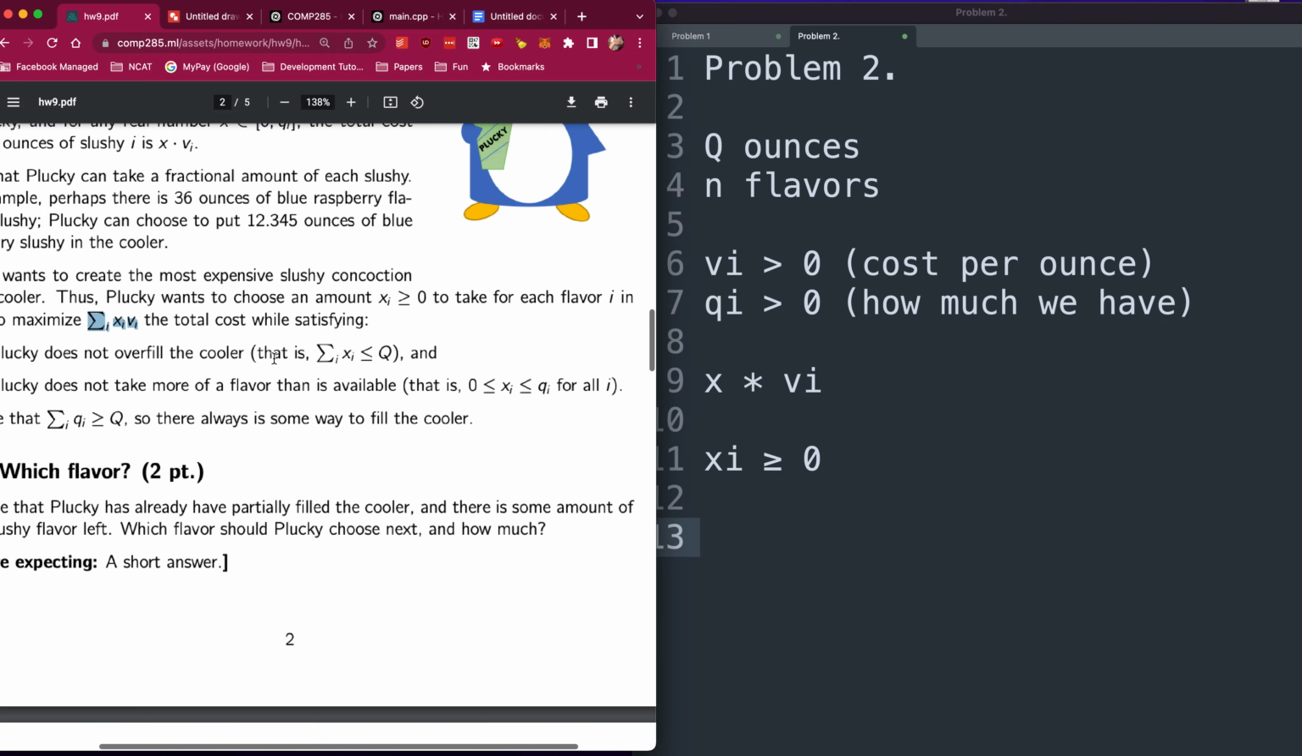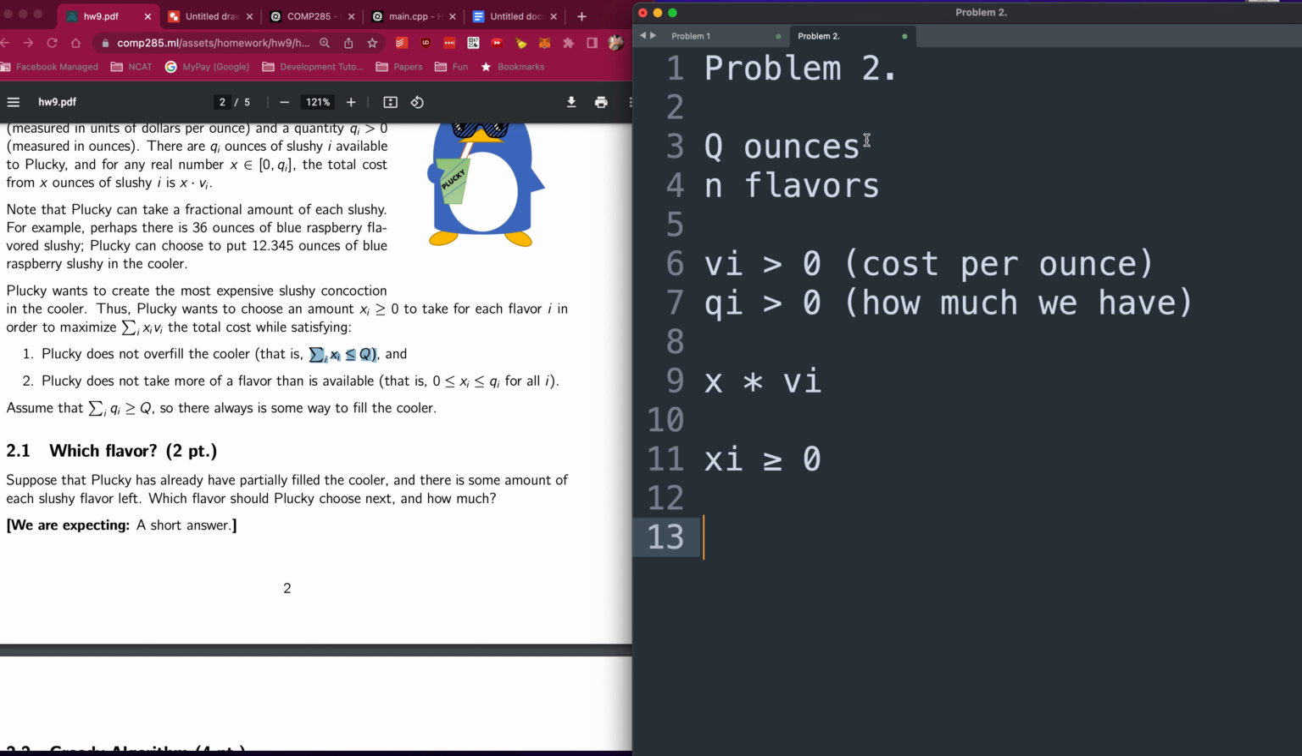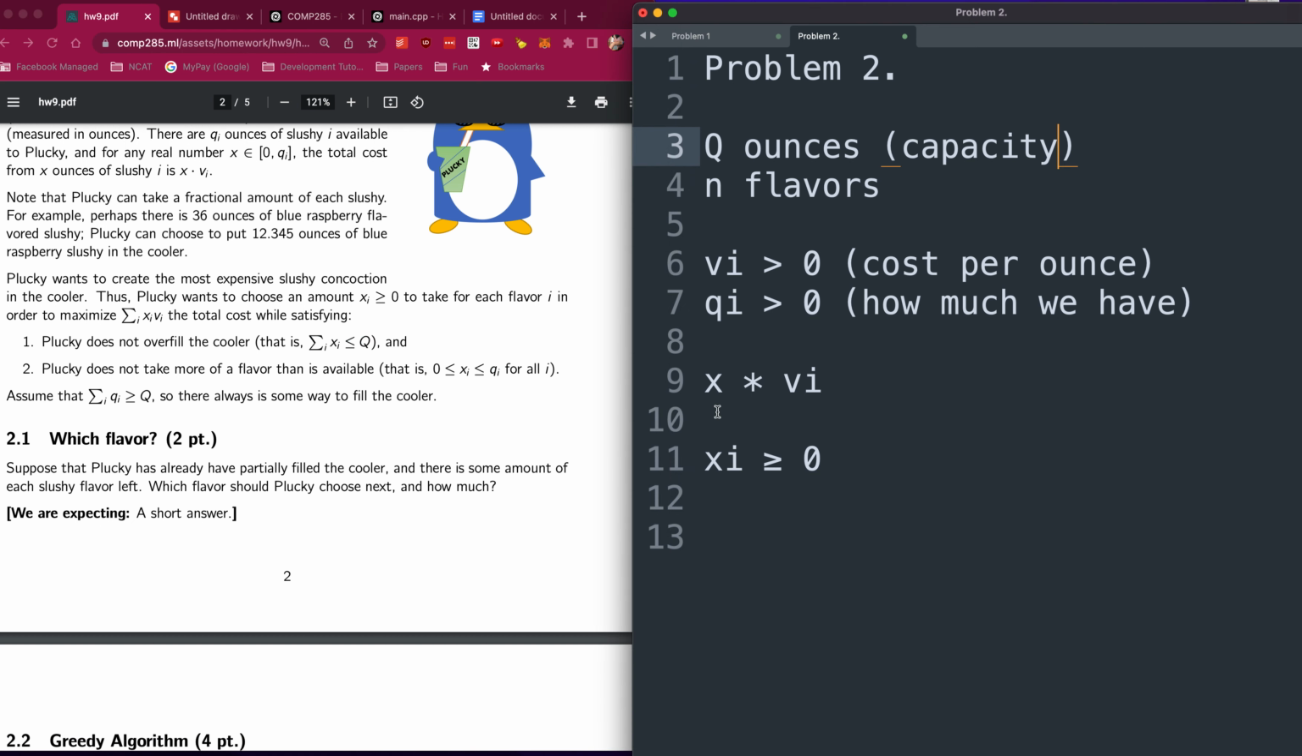Now, he does have a couple of restrictions, which is he cannot fit more than Q ounces into his cooler, right? So this is his capacity, right? And he cannot take more than what is available, right? So these are pretty reasonable restrictions: x_i is greater than or equal to 0, but it also cannot be more than q_i, which is how much there is available, right?